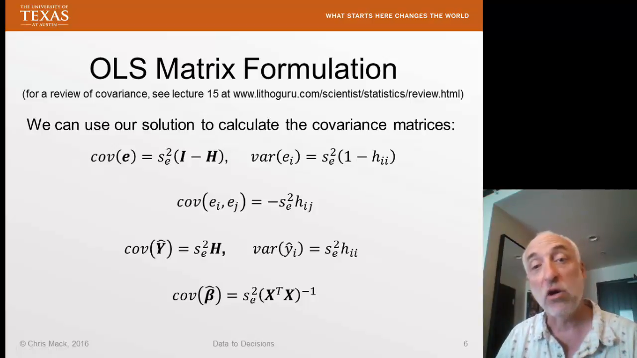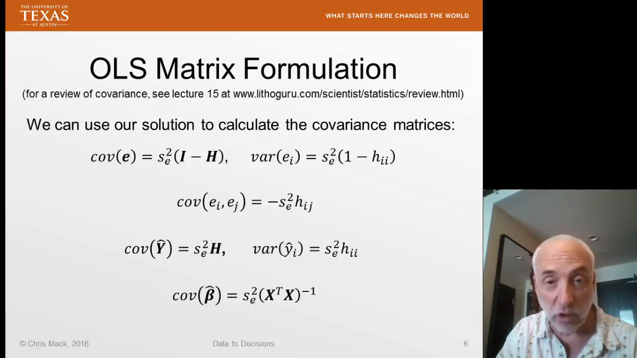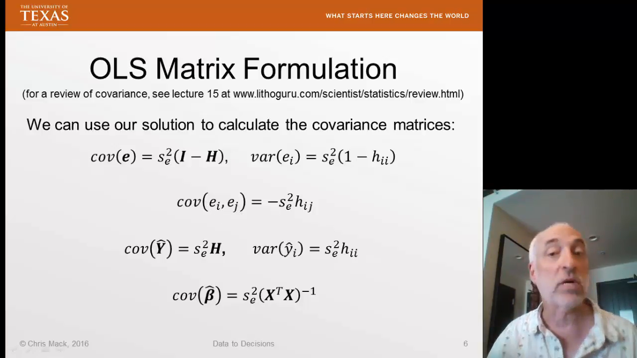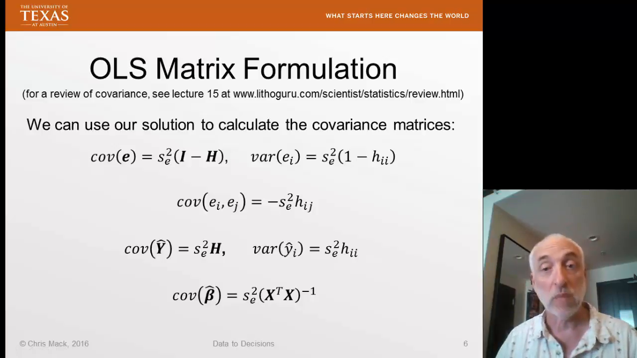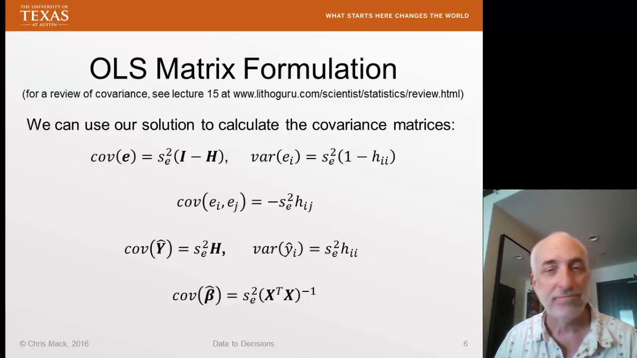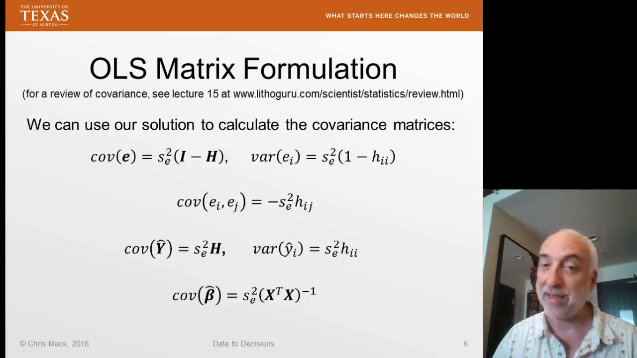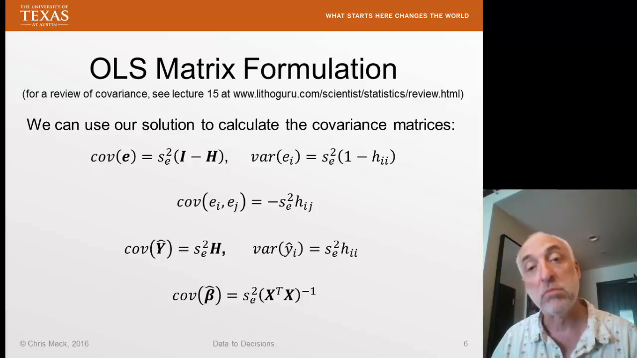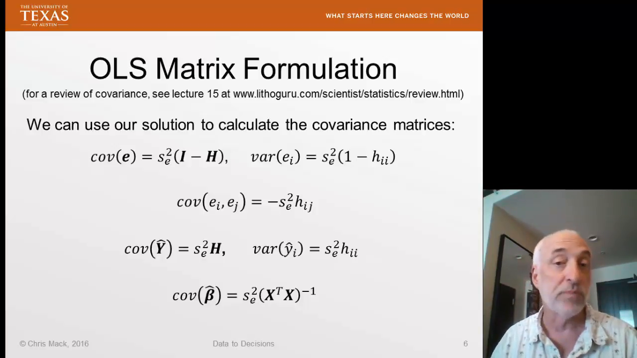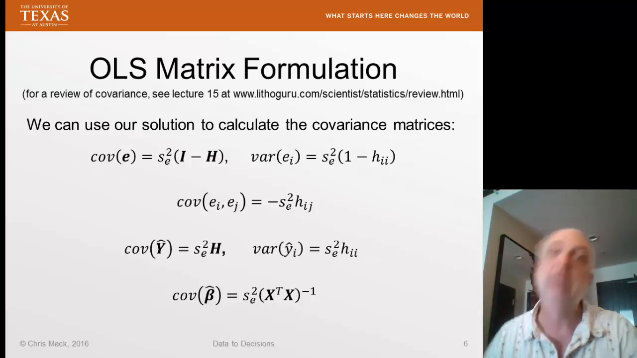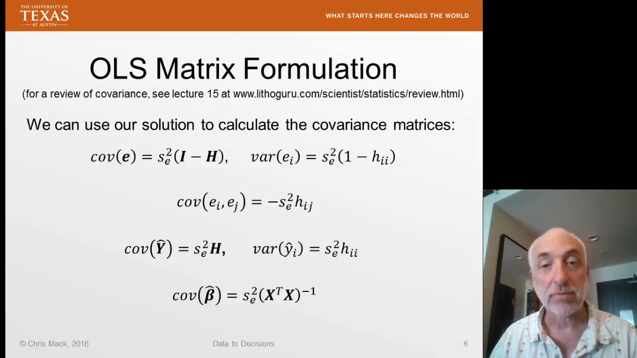Then we can also calculate the covariance of these residuals. Now, the covariance of the ith and the jth residual would be 0 if they were completely independent. But in general, they're not independent. You might be thinking, well, hold on a second. Didn't we say in the last lecture that one of the assumptions of our ordinary least squares regression was that every residual was independent of every other residual?